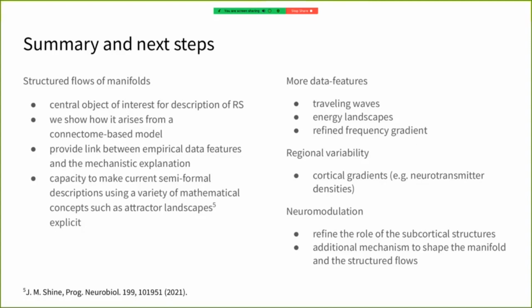So looking into the future, we would like to add more data features or describe our manifold with more data features and relate to empirical data in terms of traveling waves, also energy landscapes as extracted from the empirical data, and refine the frequency gradient when we are talking about EEG. Additionally, we would like to also include regional variability in our model as another source of symmetry breaking, where we would like to use the various cortical gradients from neuroanatomy or histology to inform the parameters of our model. And lastly, we would like to look into neuromodulation. We would like to refine the role of the subcortical structures and allow them to modulate the activity on the cortex and be an additional mechanism or source which shapes the manifold and the associated structured flows.